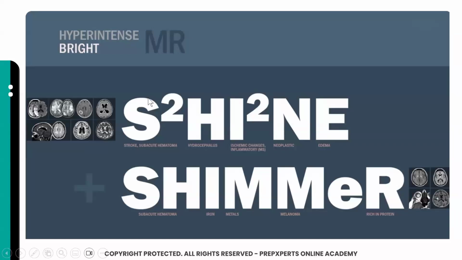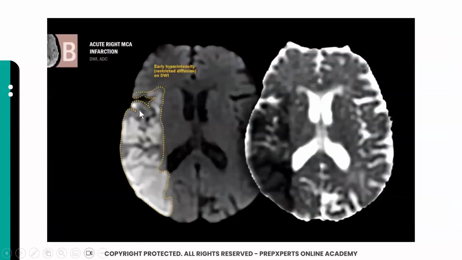Okay. So another brief overview of what appears how on which sequence. First of all, we will discuss what is T2 hyperintense. So stroke is going to be T2 hyperintense, subacute hematoma, hydrocephalus, ischemic changes or inflammatory changes like in MS. Neoplasm masses can be T2 hyperintense, edema is T2 hyperintense, subacute hematoma, irons, and melanomas, and anything that is rich in protein will be T2 hyperintense. Now come up to some examples. We've already seen this, that infarcted tissue.